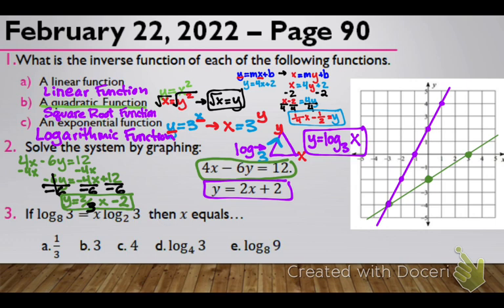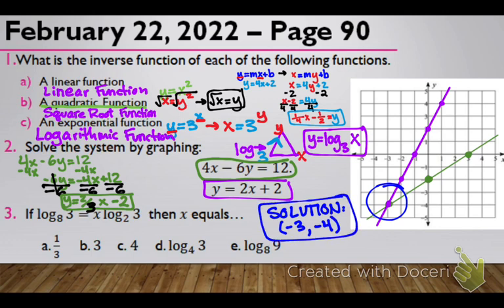So now I've graphed both of those equations. How would I solve it? What's my solution? Yeah, it's where they cross, where they intersect. So that looks like it's right about there. So what would my solution be? -3, -4. Exactly. That is how you solve by graphing. We graphed both of them and we looked to see where they intersected. Okay, we are going to talk about number 3 tomorrow.